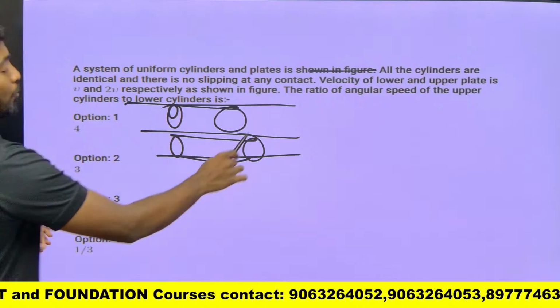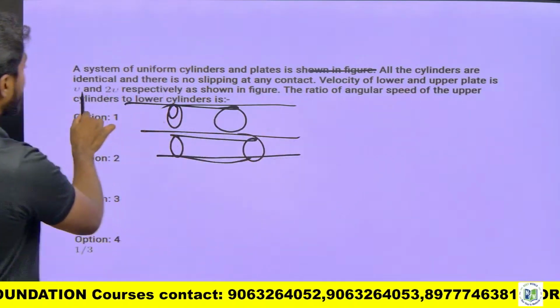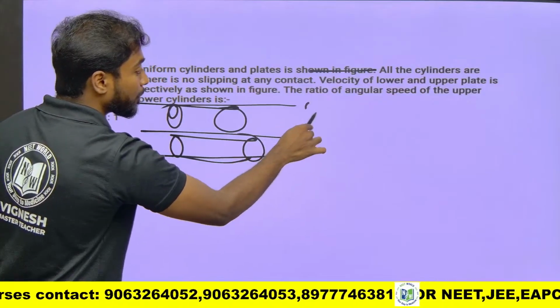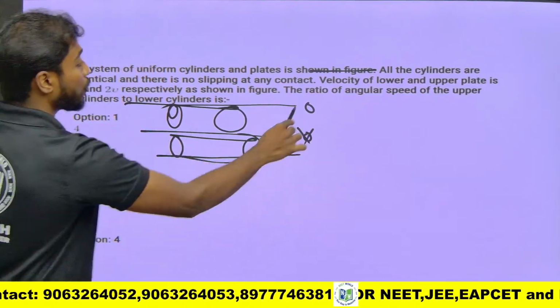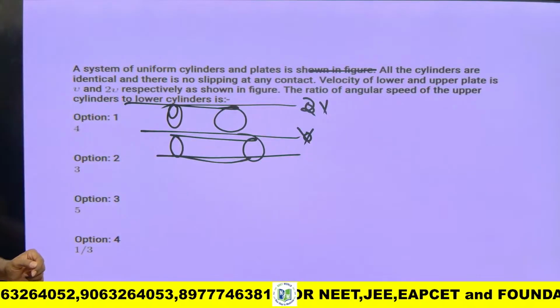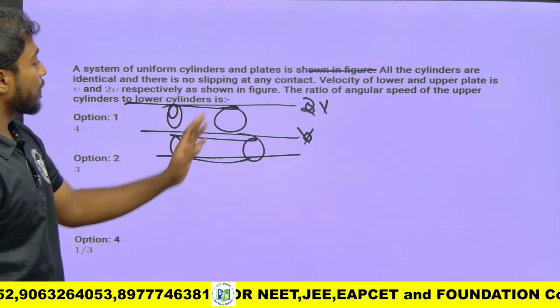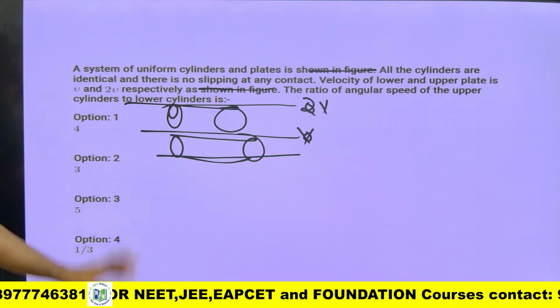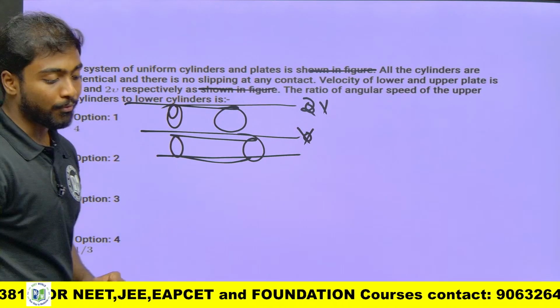Imagine that. The velocities of the lower and upper plates are given. It is V and 2V, respectively. Okay, leave the figure. The ratio of the angular speed of the upper cylinder to the lower cylinder, angular speed I need to find.